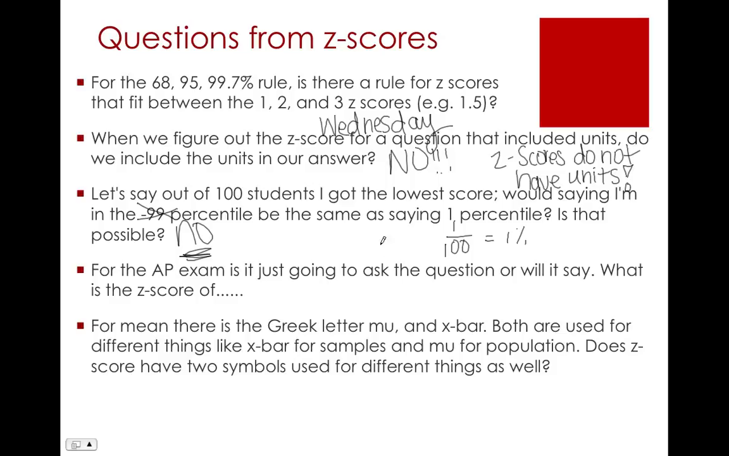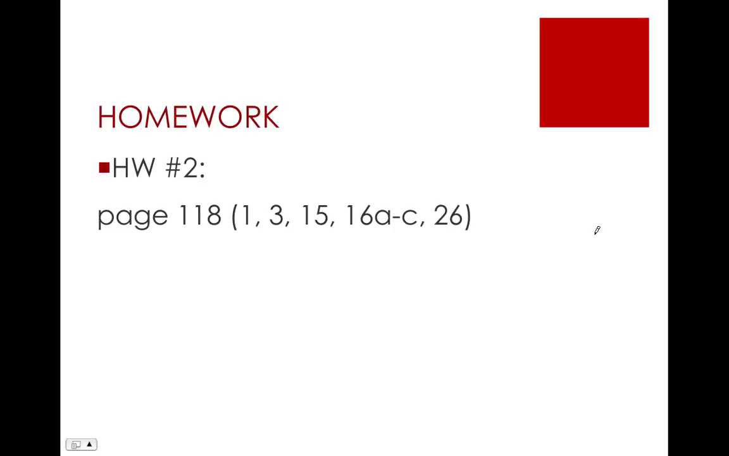For means, we have the Greek letter mu, and we also have x bar. Same thing for standard deviation. We have the Greek letter sigma, and we have the s, okay? Both are used for different things. Don't worry about why. We got a little further when we asked this question. The question is, does z-score have two symbols as well? Do I have a Greek letter for a z-score? Fortunately for you, the answer is no. It's just z. Don't worry about adding a Greek letter in there. We're going to do enough of that later.